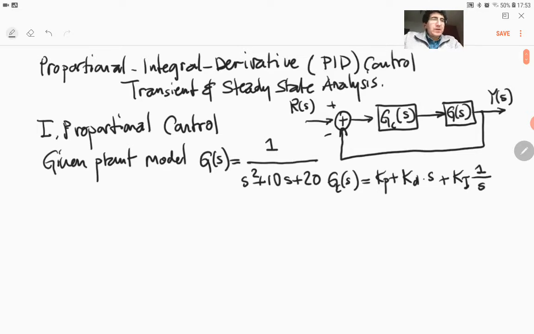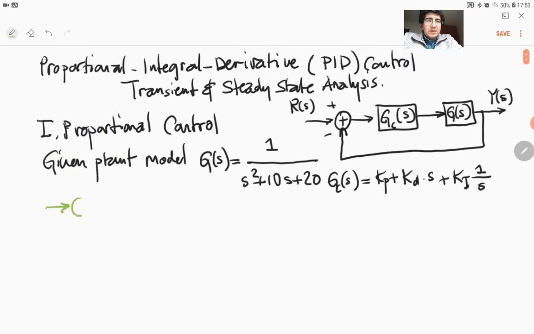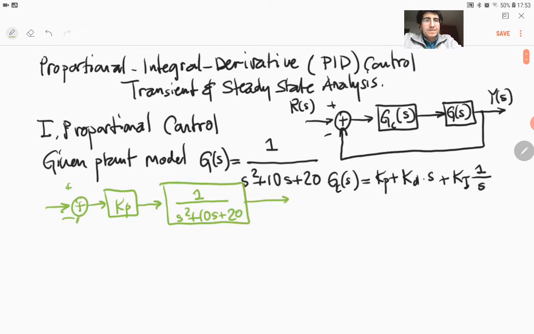So for the case of proportional controller, our controller is a simple gain. In this case, our specific block diagram is where we have only the gain as the controller and the given system plant as our plant model.